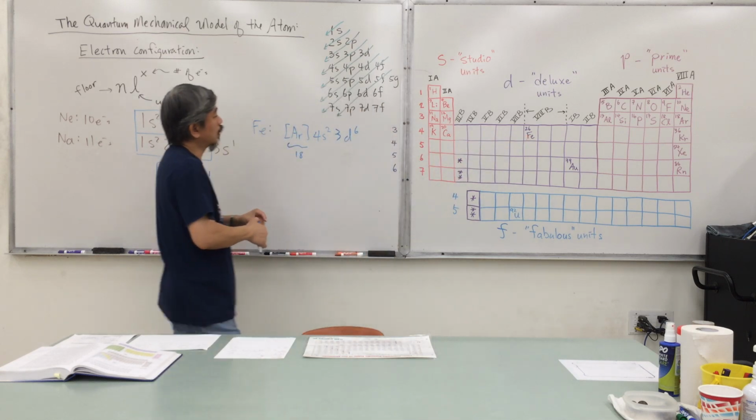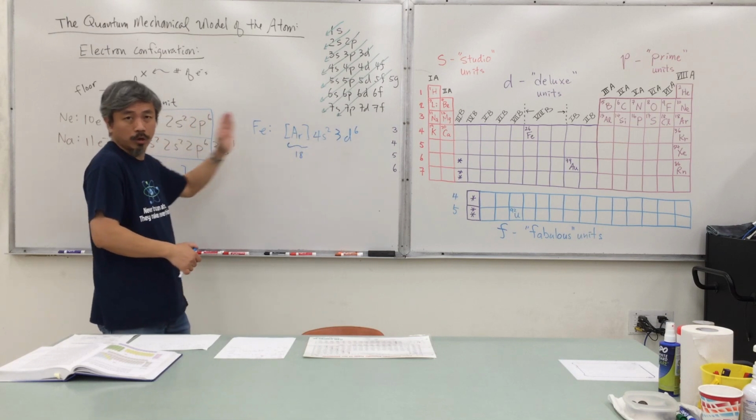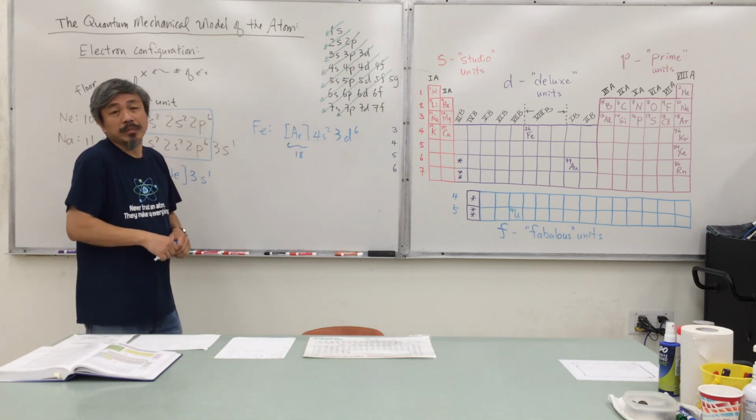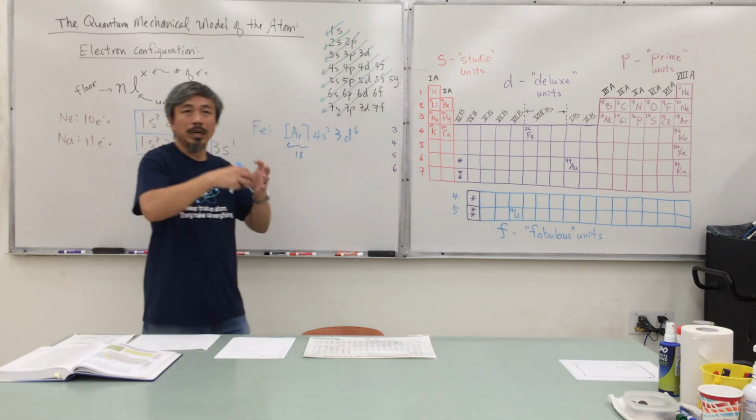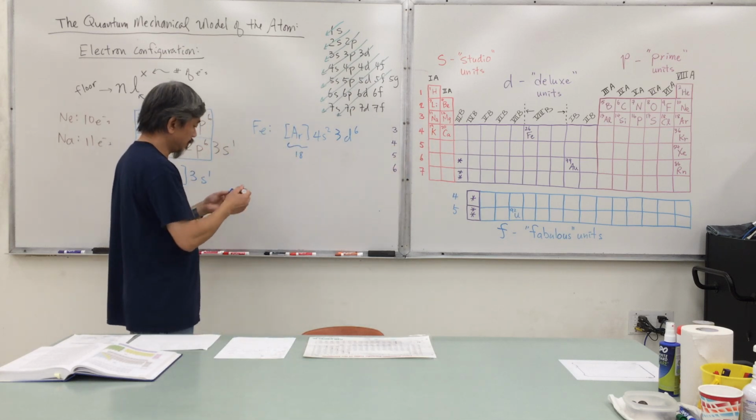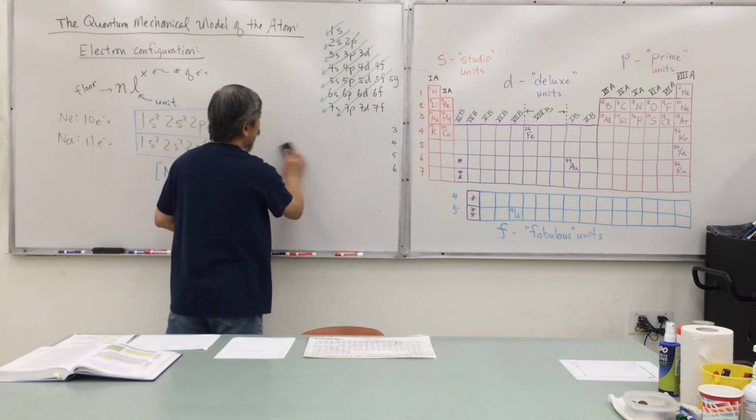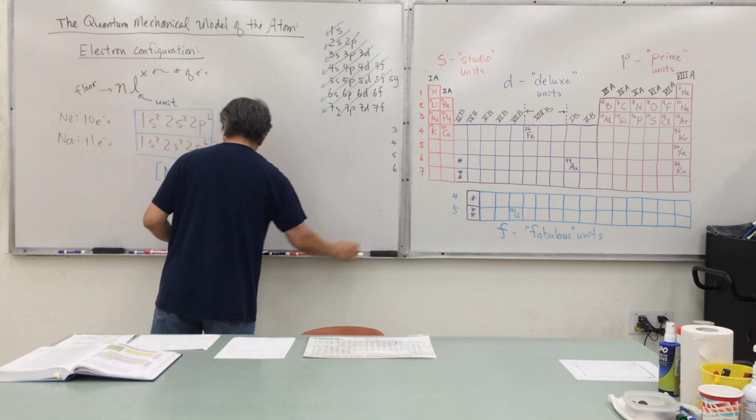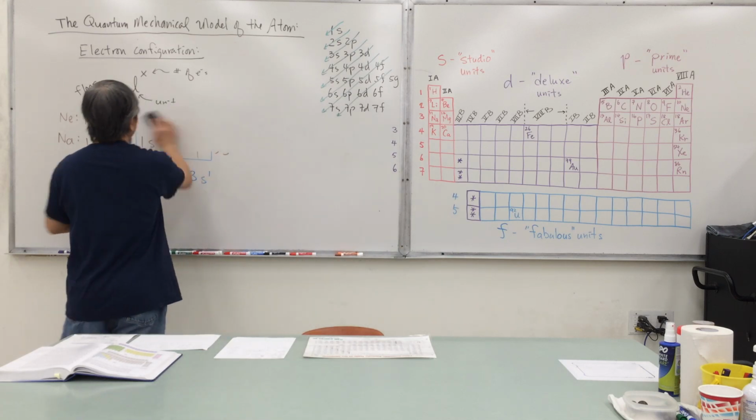So this is now a much more compact way of writing the configuration for iron than the long drawn out way that we had before. And this becomes even more apparent when you get to the really large atoms with lots of electrons. Just to make sure you understand, let's do one more. Let's try gold, for example. Let's see what happens when we do gold.